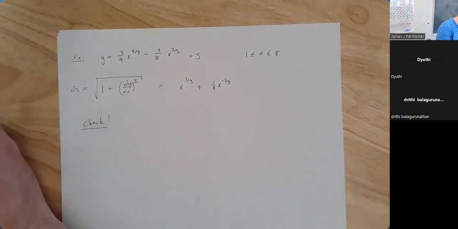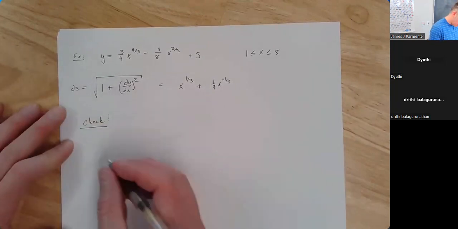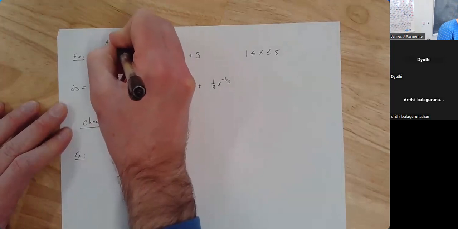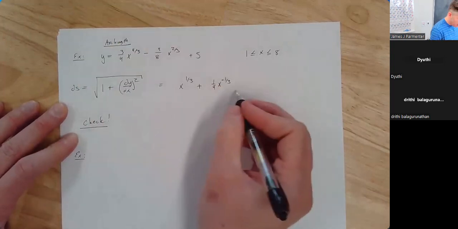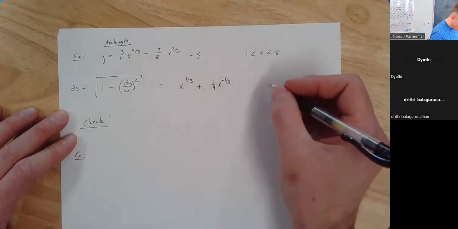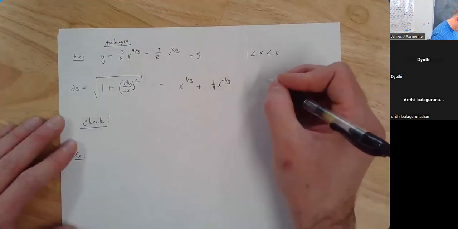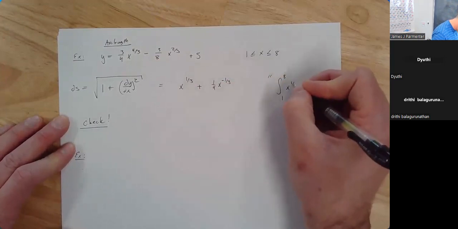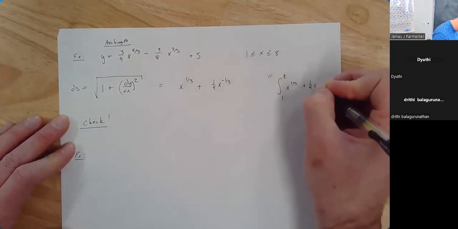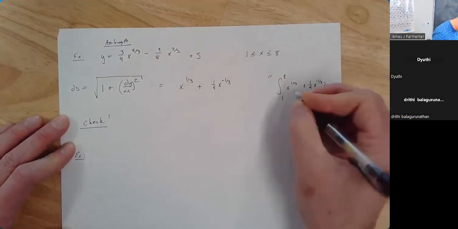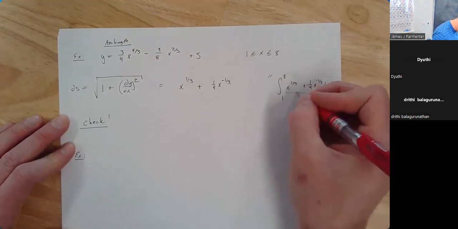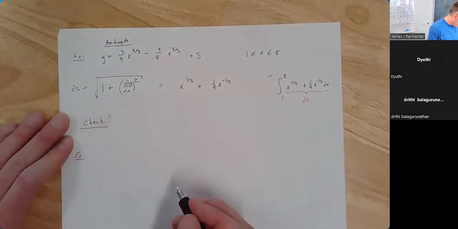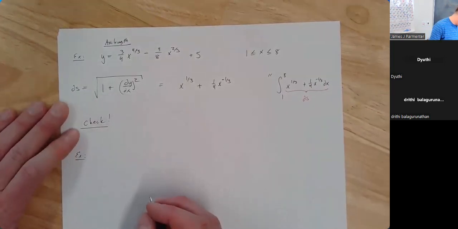One other example, which I think is kind of interesting, is let's say we want to find, and again, this was the arc length. For this one, your answer, quote unquote, would be the integral from 1 to 8 of x to the 1/3 plus 1/4 x to the negative 1/3. That right there, that's your ds.